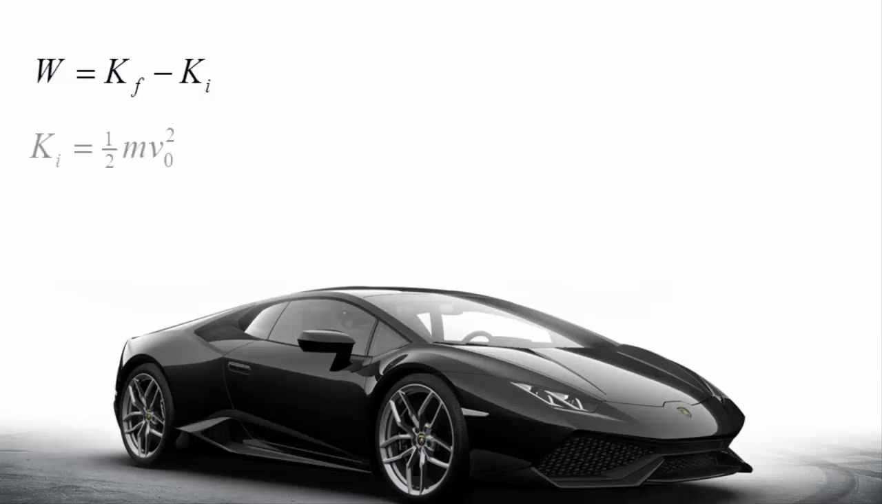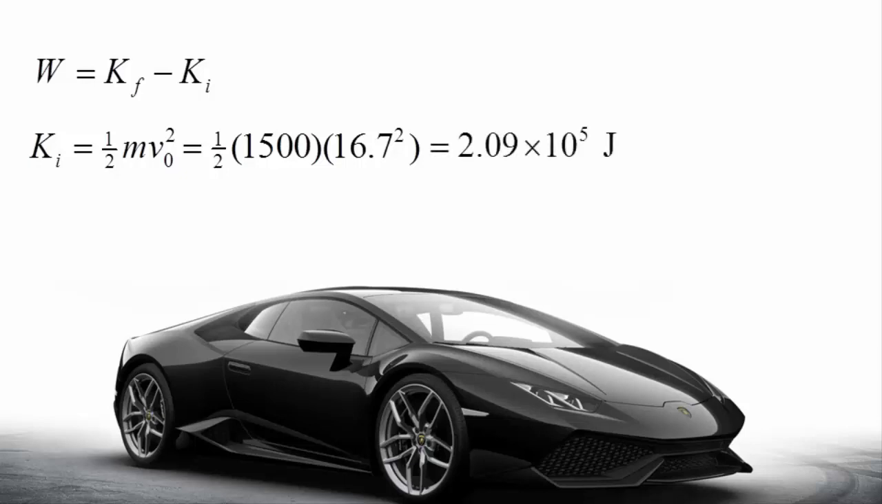So the initial kinetic energy is equal to half of the product of the mass and the square of the initial velocity. The initial velocity is 60 km per hour. So what's the initial velocity in SI units? The initial velocity in SI units is 16.7 meters per second. So what's the initial kinetic energy given that the total mass is 1,500 kilograms? The initial kinetic energy of the car and its driver is 2.09 by 10 to the 5 joules.